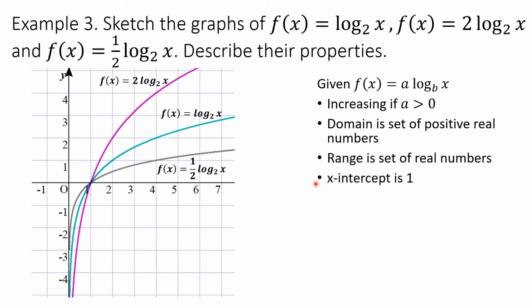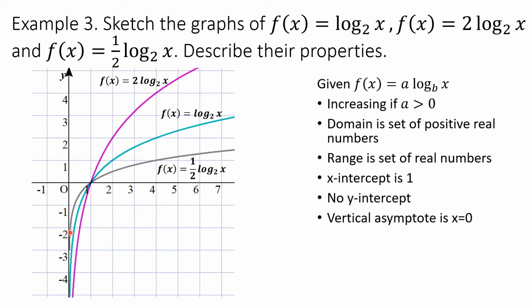Then for each graph, we can notice that the x-intercept is 1. That's their common point, 1, 0. Each of the graphs touches the x-axis at 1, so the x-intercept is 1. And there is no y-intercept because, as we've mentioned, they do not touch the y-axis.